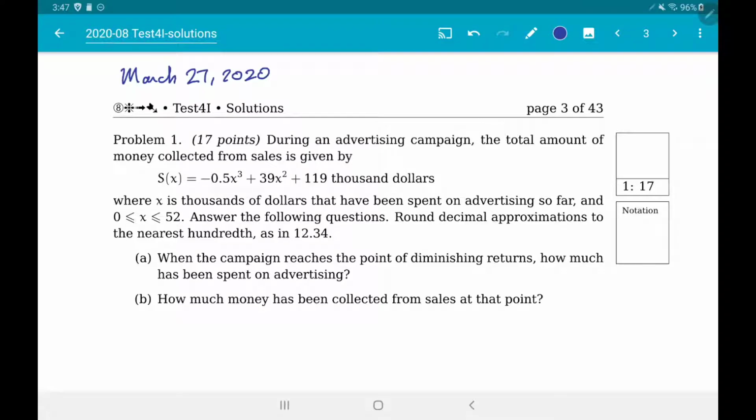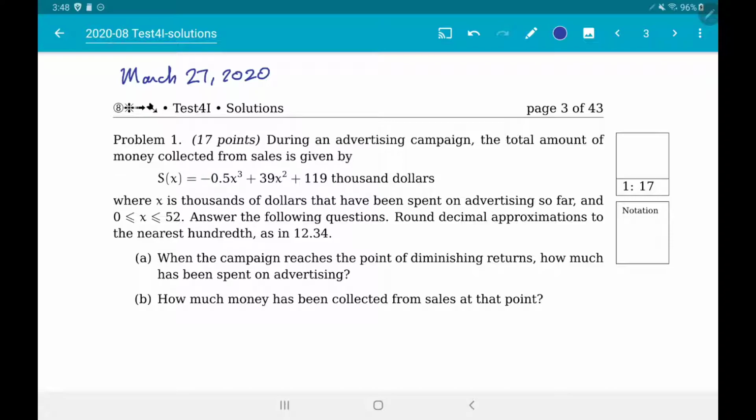So during an advertising campaign, the total amount of money collected from sales is given by this function. So big S of X equals negative 0.5 times X cubed plus 39X squared plus 119. And that's all in thousands of dollars. There was some confusion on this problem about whether the 1,000 applied to the whole formula or just to the 119. My intention was that it would apply to the whole formula, like I've shown it here with extra parentheses.